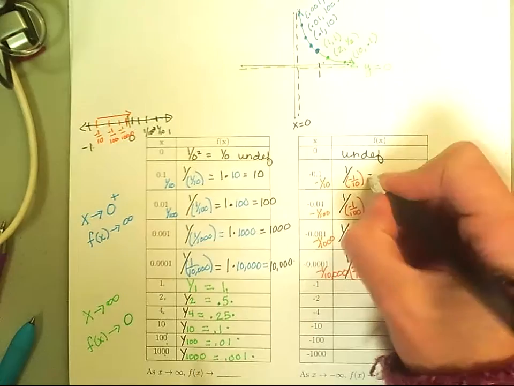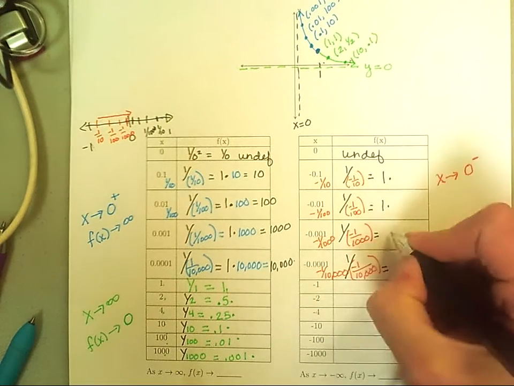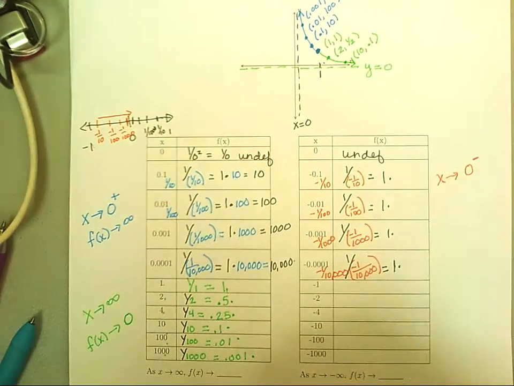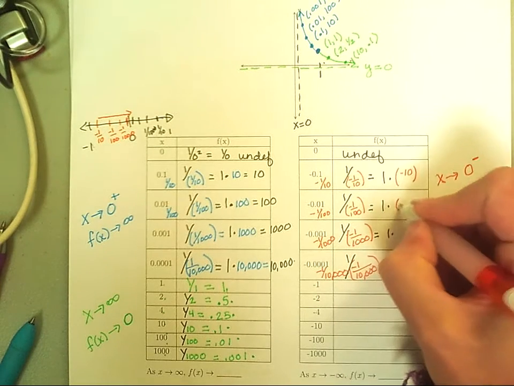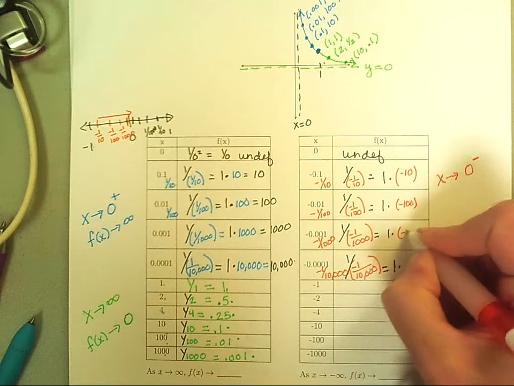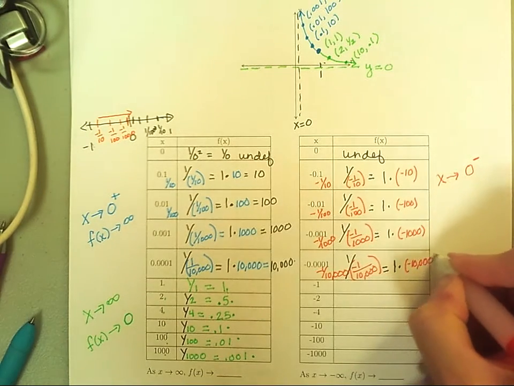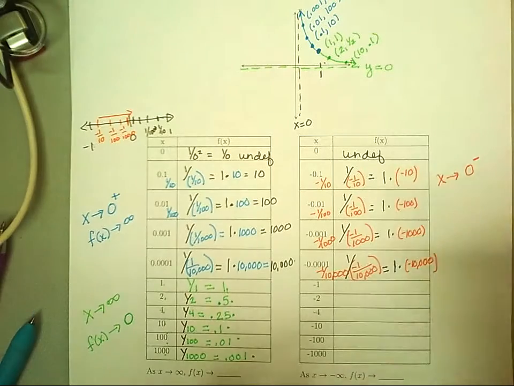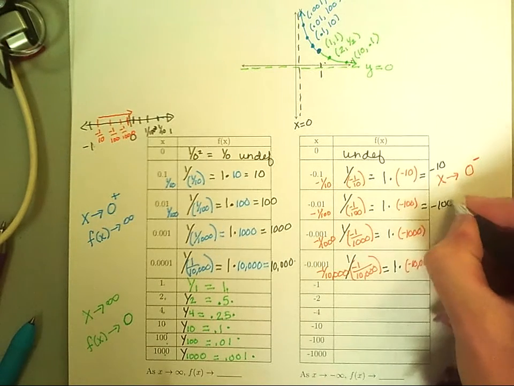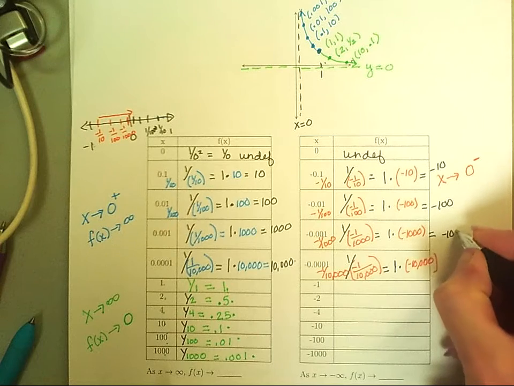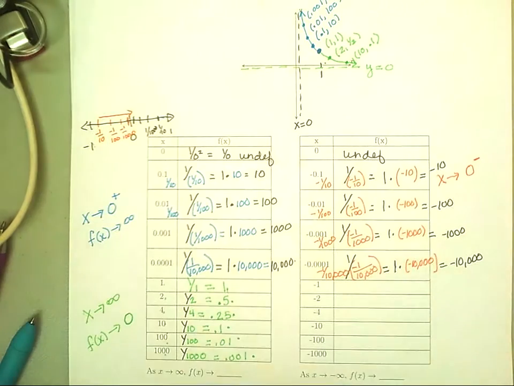Alright, so now, inverting and multiplying. 1 times, 1 times, 1 times. All of these reciprocals. So this is negative 10, negative 100, negative 1,000, negative 10,000. So in the end, we just get a function value of negative 10, negative 100, negative 1,000, negative 10,000.